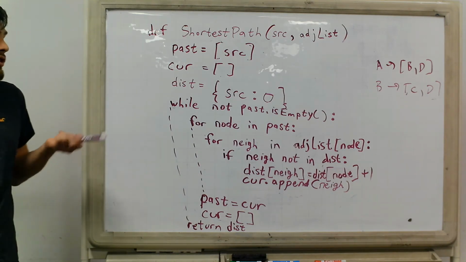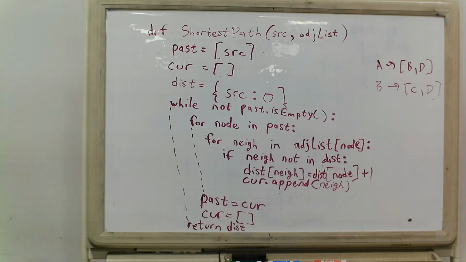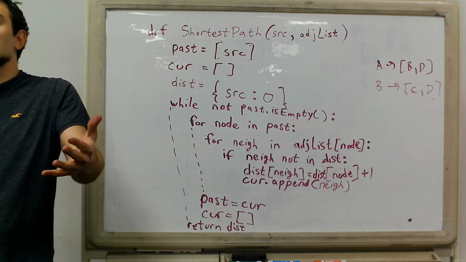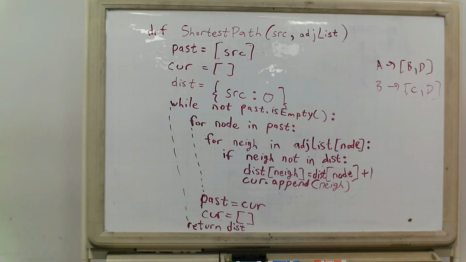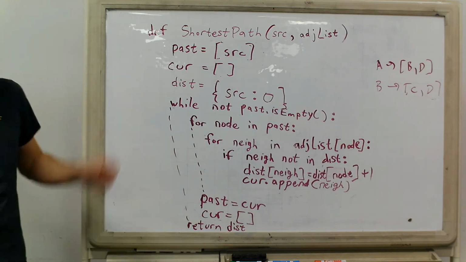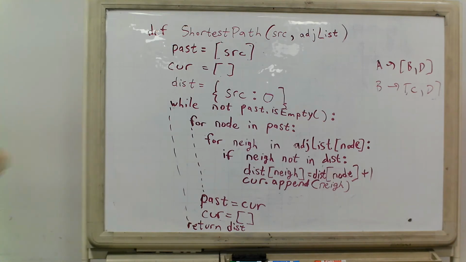I think it's easier to understand this in terms of first you find all the nodes at distance 0, then you find all the nodes at distance 1, then 2, then 3, then 4. But you don't have to think about it that way, and that's what the optimization is about. But any questions about this initial idea first? Okay.